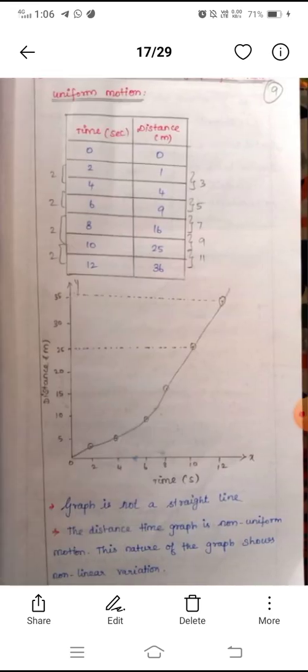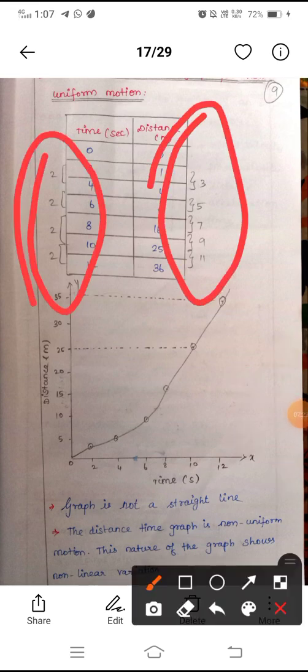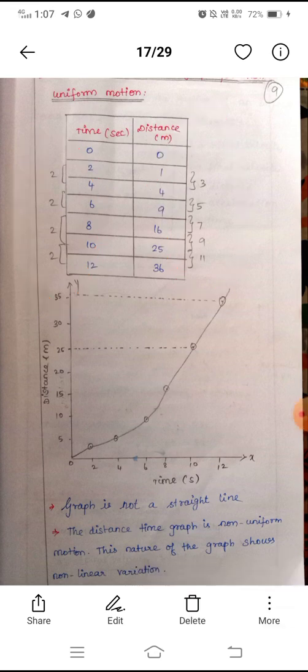Now let us see the distance time graph of non-uniform motion. Look at the points. Time we are taking in seconds and distance in meters. For 0 second it is traveling 0 meter, for 2 second the distance travelled is 1 meter, for 4 second it is 4 meter, 6 second it is 9, 8 second 16, 10 second 25, next for 12 second it is 36. Finally see here, it is having equal intervals of time, but the distance is unequal. So it is non-uniform motion.